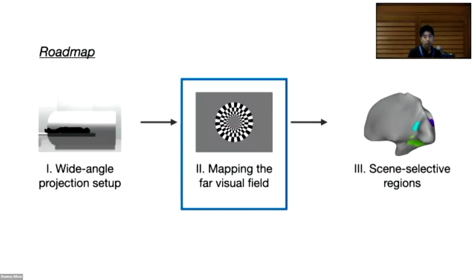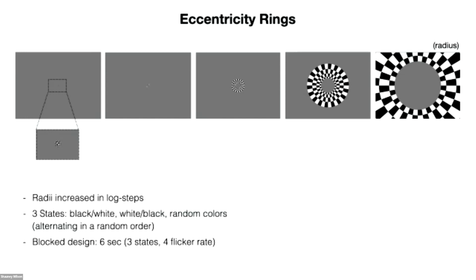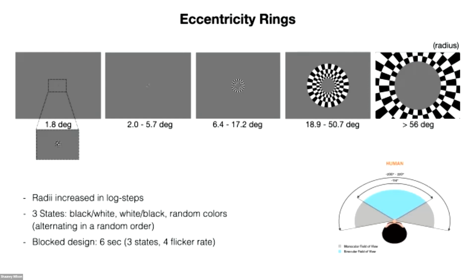Okay, now I will show you how we map the far visual field using this setup. For this, we showed participants in the scanner different sizes of flickering rings, which stimulate different parts of the visual field. The radius of the rings ranged from smaller than 2 degrees all the way up to 56 degrees and more. And this last condition was far enough that it mostly stimulates the monocular visual field beyond the typical binocular zone.